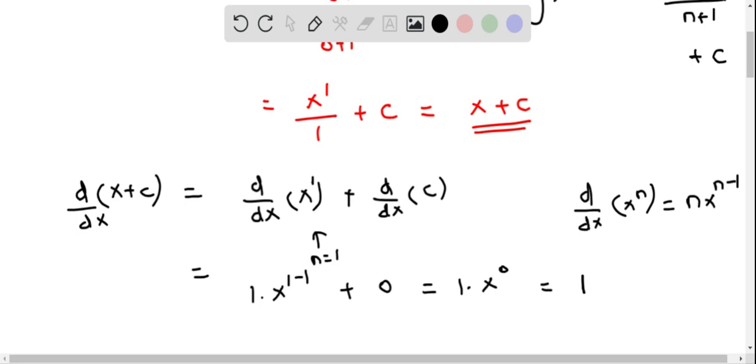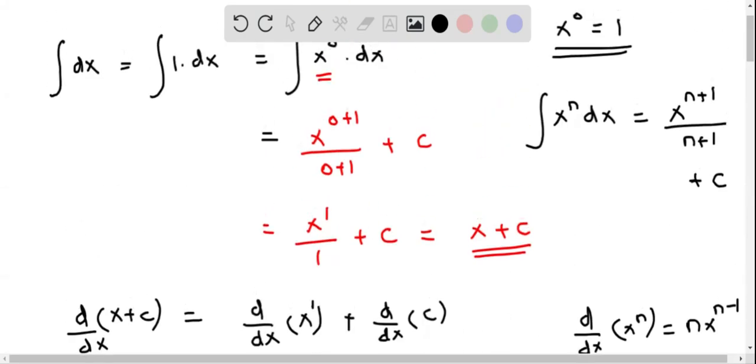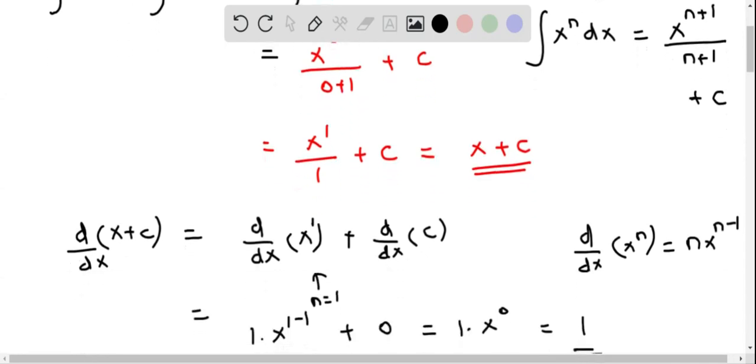So we can see that we differentiated x plus c and we got back 1, which means we have verified the result. When we integrate 1, we get x plus c, and when we differentiate x plus c, we get back the original function 1.